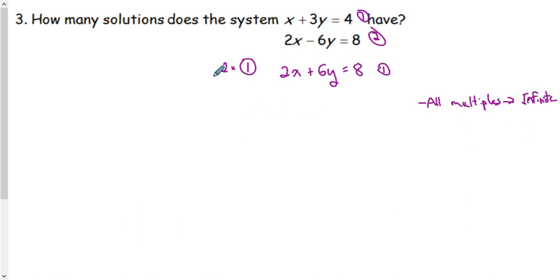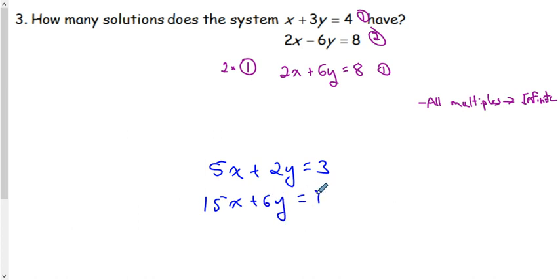So if I had, for example, don't write this down, but I just want to give you an example. If I had like 5x plus 2y equals 3, I could think of a multiple of that. Let's multiply everything by 3. 15x plus 6y equals 9. That's the same line, right? This equation right here is just a multiple of this equation right here. So if it's all multiples, then it's going to be infinite solutions. It's actually the same line just graphed right on top of one another.